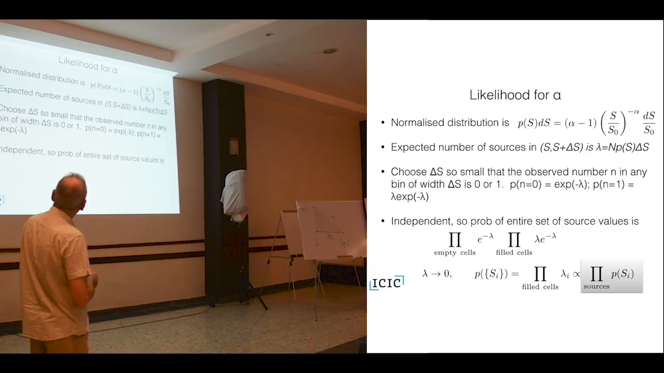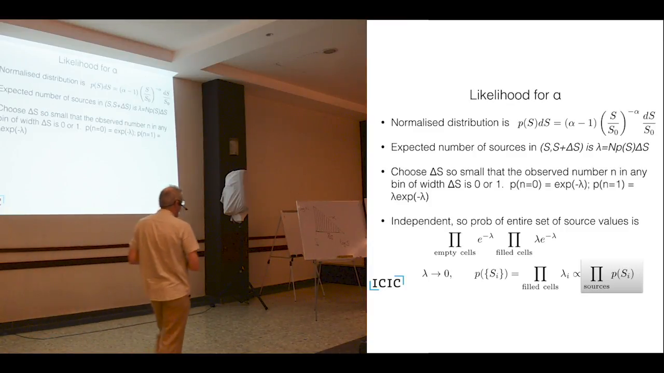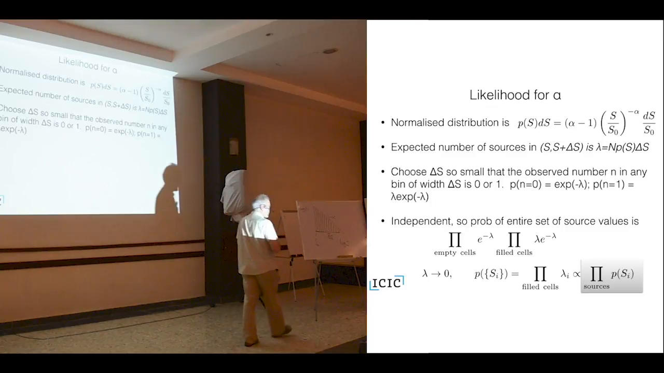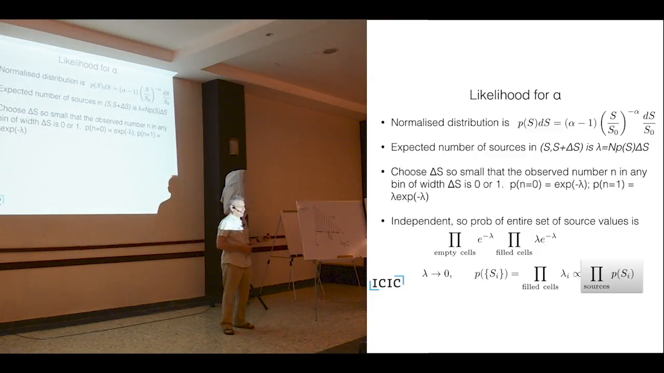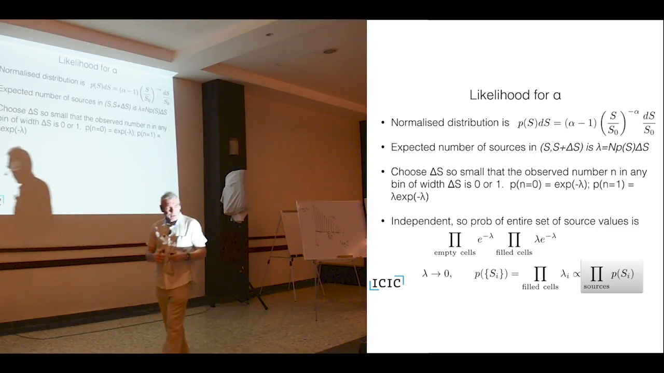If we choose delta S to be so small that none of these bins has more than one source in it, so let's say we have a certain number of sources, we'll take one in the end, but let's say we have 4, then we choose these bins to be small enough so that the number of sources in any one bin is either 0 or 1. We can always do that just by making delta S small enough.